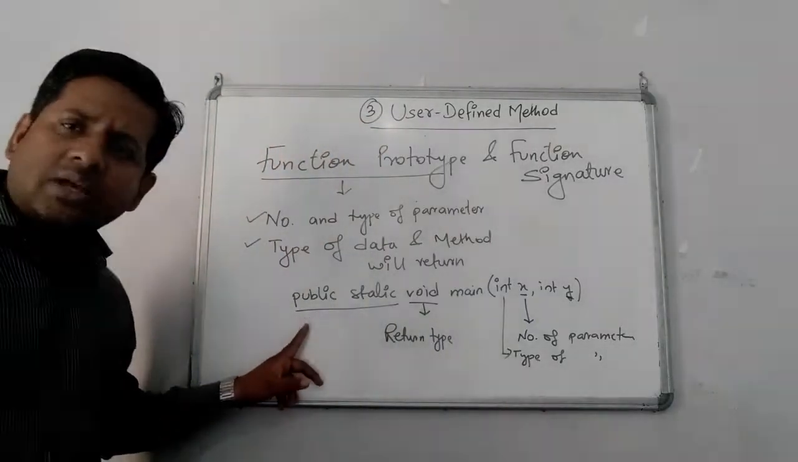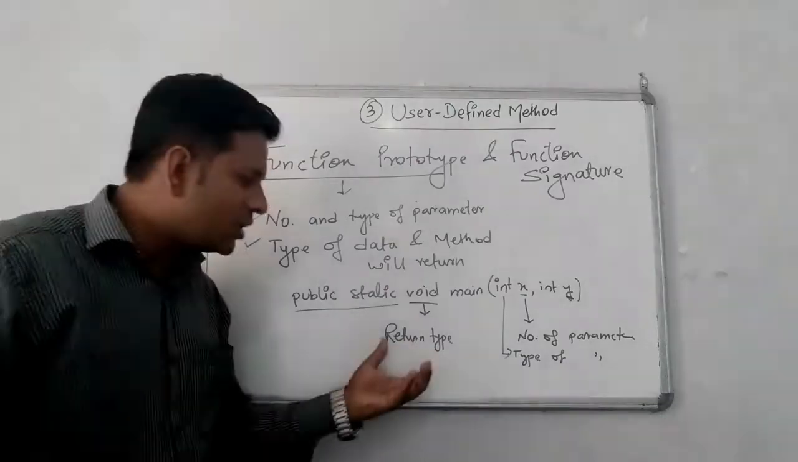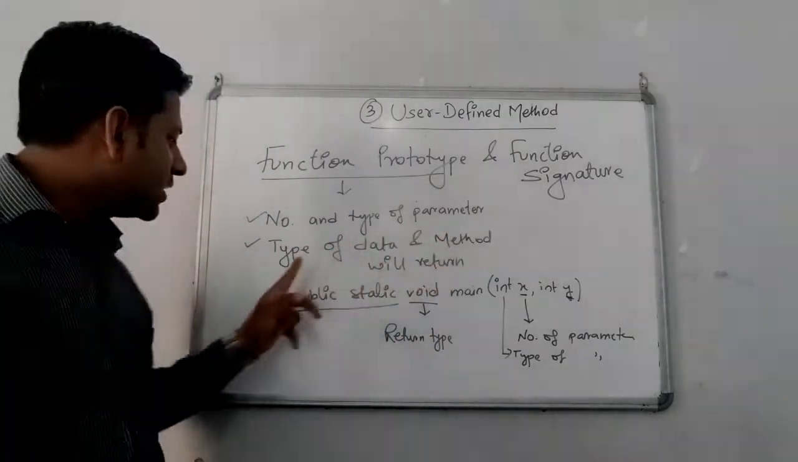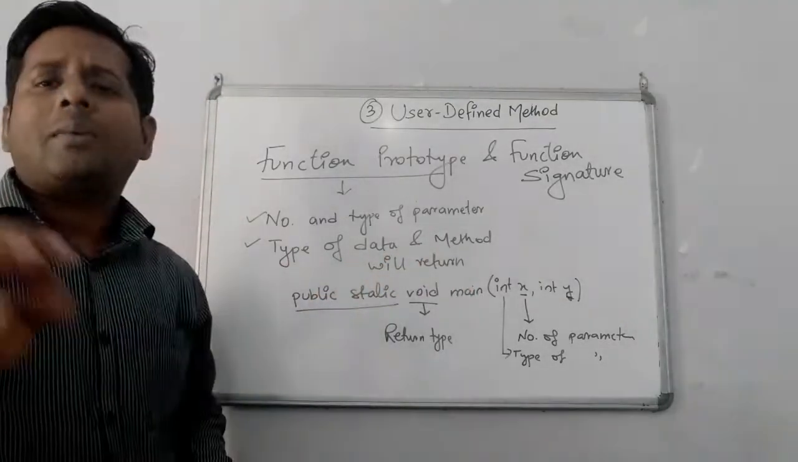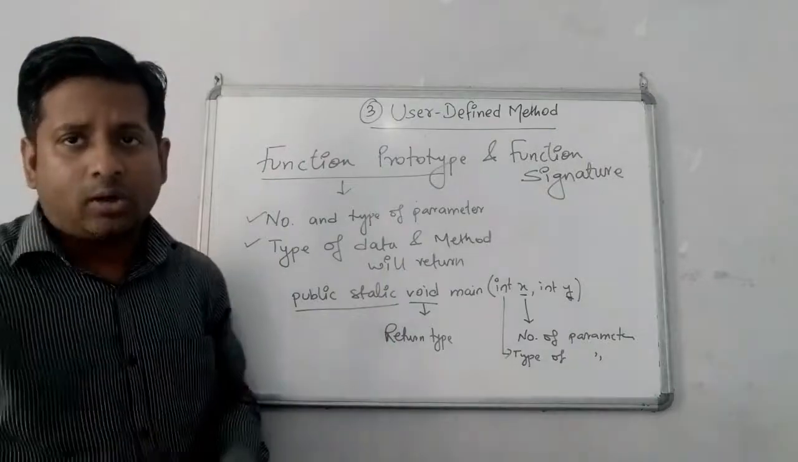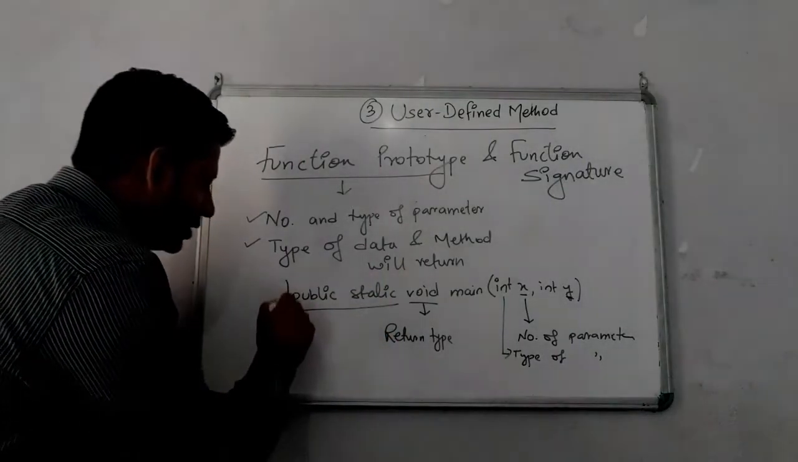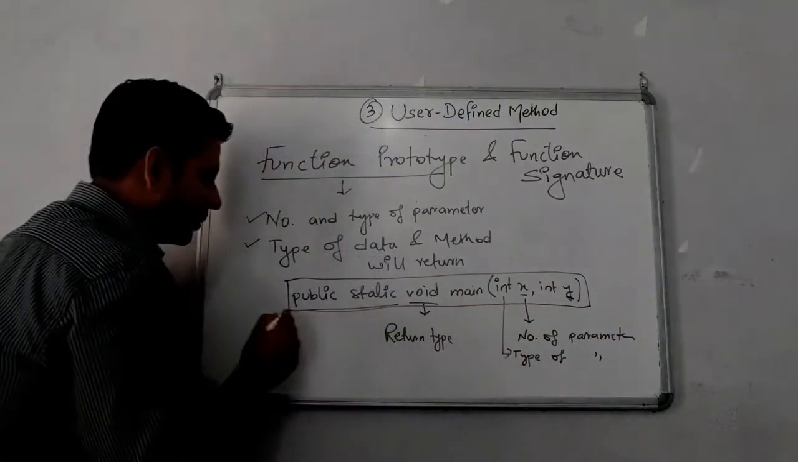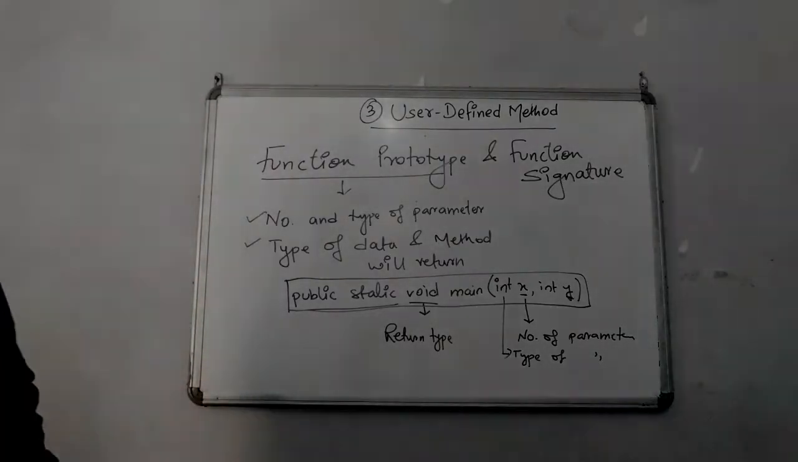Children, once again just see, function prototype means the first line of function definition which gives you information about the number and type of parameters. Secondly, the type of data the method will return, whether it will return or not. This information we also get from function prototype. So this line is known as function prototype or method prototype.